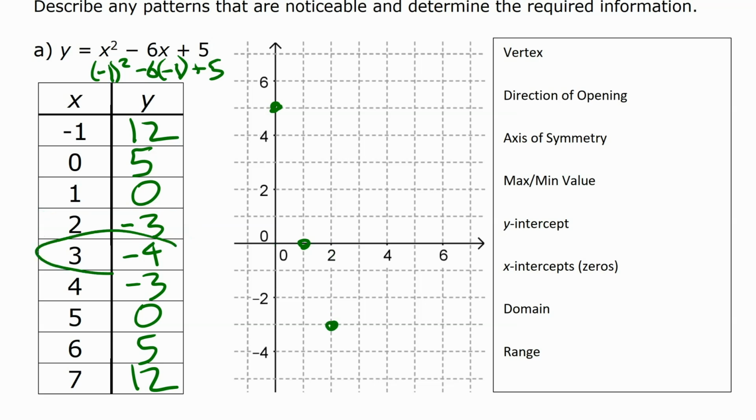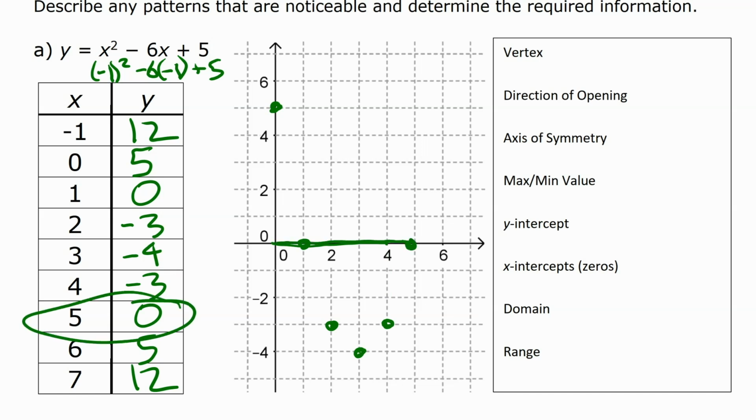And keep going down the list here. 3, negative 4 is that one. And next one, 4, negative 3. Next one here, 5, 0.